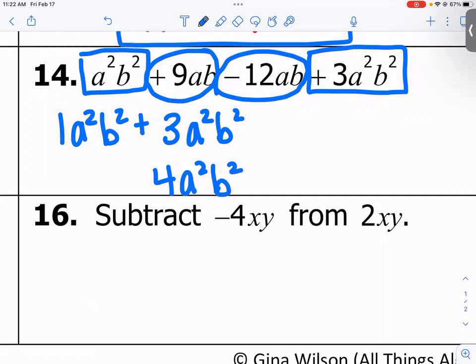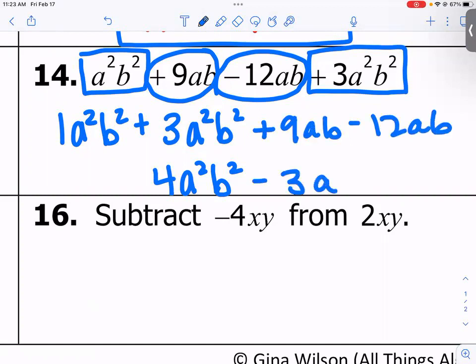Okay. Then we have minus 12ab plus 9ab minus 12ab. Negative 3ab. Very good.